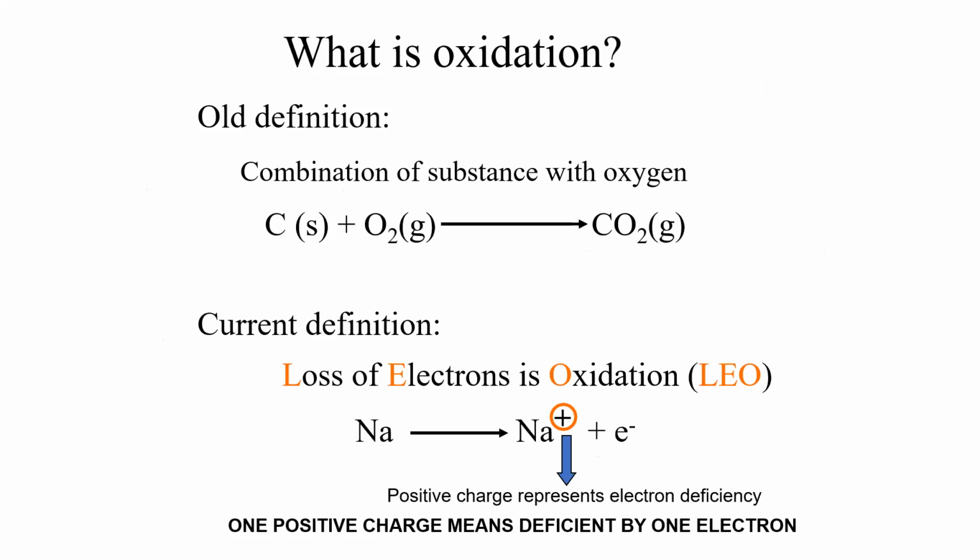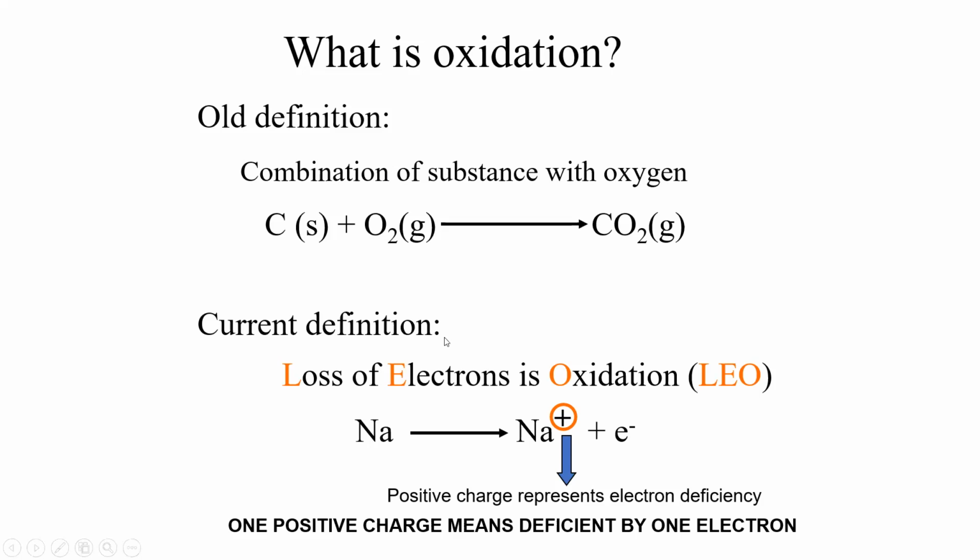So we know the old definition: when oxygen is added to any element, it becomes oxidized. But with respect to redox, movement of electrons, we are all concerned about electrons. So for oxidation, we use the acronym LEO, that is, loss of electrons. Whenever electrons are lost, that substance is oxidized.